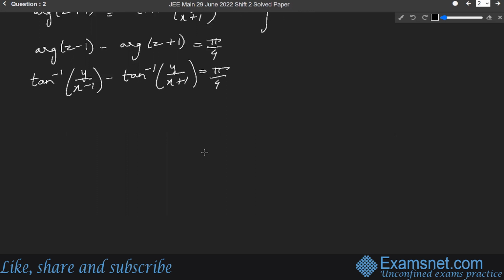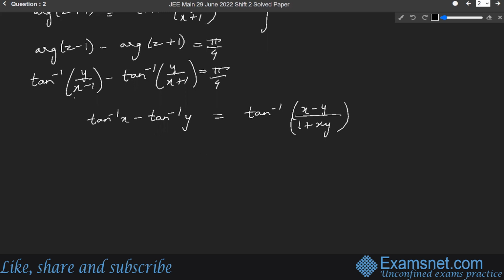Okay. So here we have to use a formula. And the formula is tan inverse x minus tan inverse y. Do you know what is the formula for tan inverse x minus tan inverse y? It is equal to tan inverse of (x minus y) upon (1 plus xy). Okay. So we have to use this formula here.